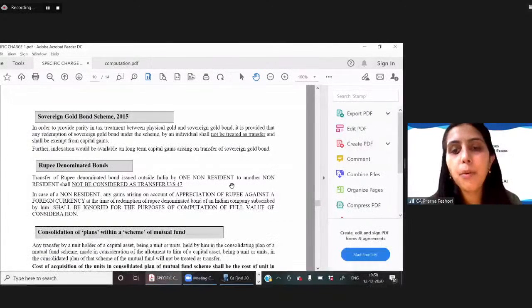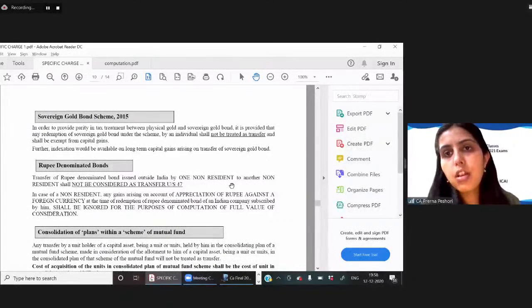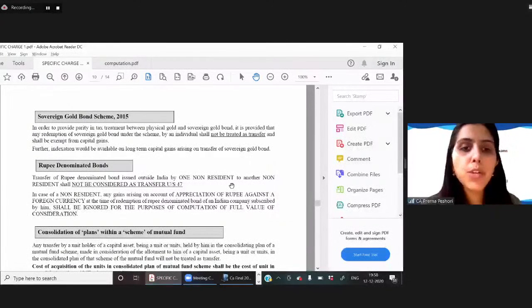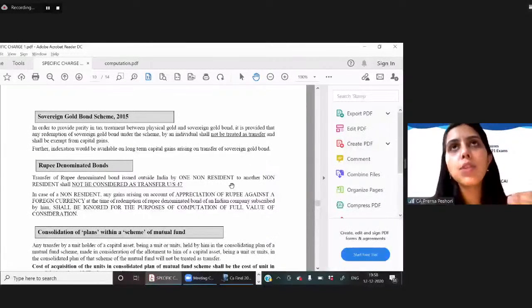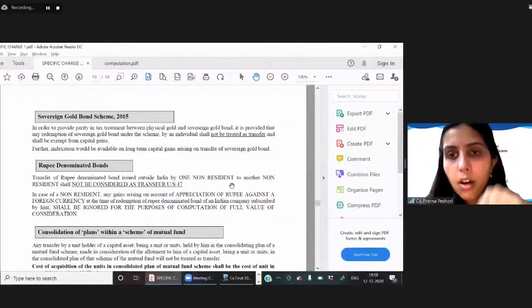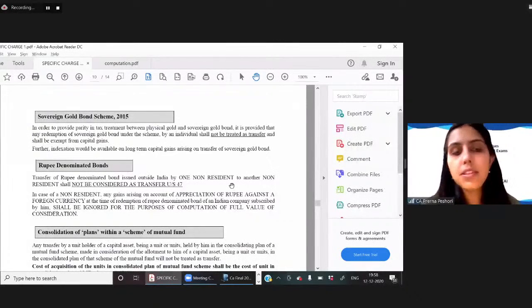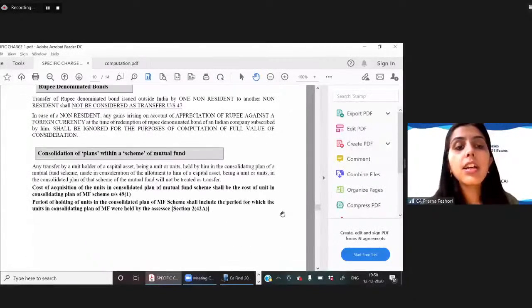Also, appreciation of rupees against a foreign currency which is invested, at the time of redemption of rupee denominated bond, shall be ignored for the purpose of computing full value of consideration. So that appreciation amount will not be included, because when you purchased, the price would have been something else, and when you are selling, the price would have been something else, right? The rupee appreciation. So if it has been invested in foreign currency and the value of the rupee is changing over time, then that shall be ignored for the purpose of computing full value of consideration. Clear?